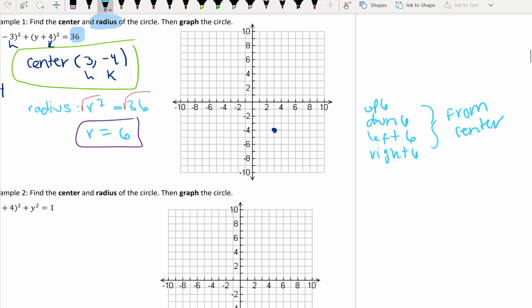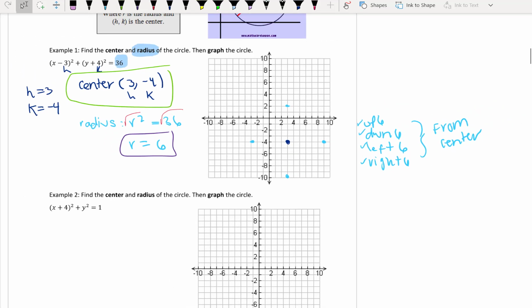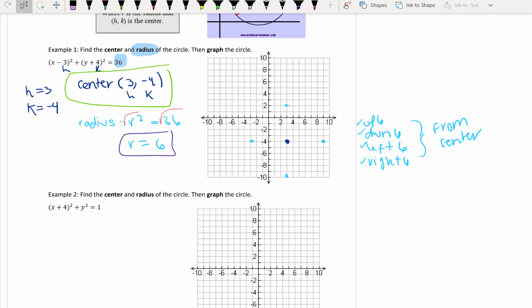So what does that look like? Well, we know that this is our center. So I'm going to go 6 in every direction. So this is up 6. This is to the right 6. This is to the left 6. Now I'm going to go down 6. Okay. So now that I've gone up, down, left, and right, then my circle is going to connect those 4 dots together.